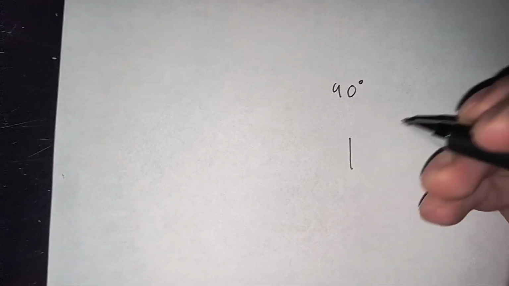Okay, we're gonna talk about right angles. What is a right angle? Well, a right angle is an angle that is 90 degrees. Now, how does a right angle look? A right angle looks like this. It's an angle made up of two lines that are perpendicular to each other.